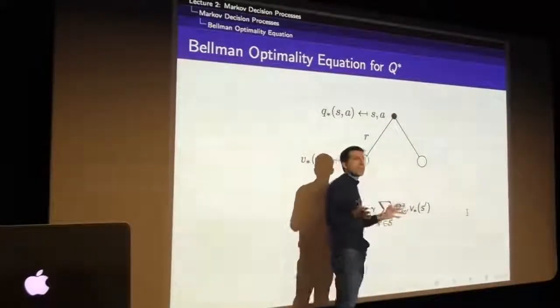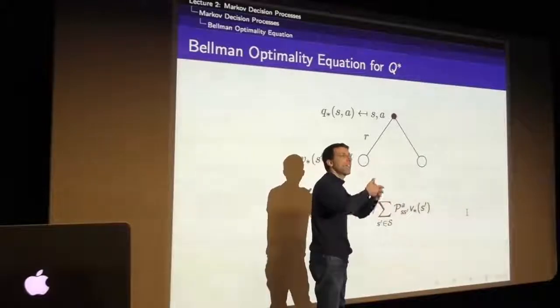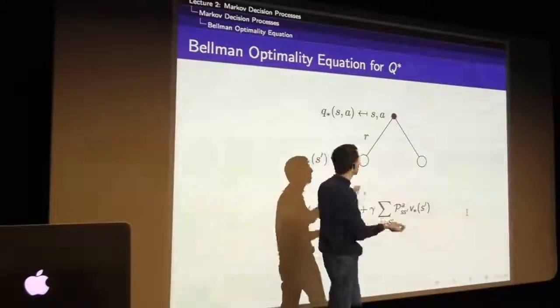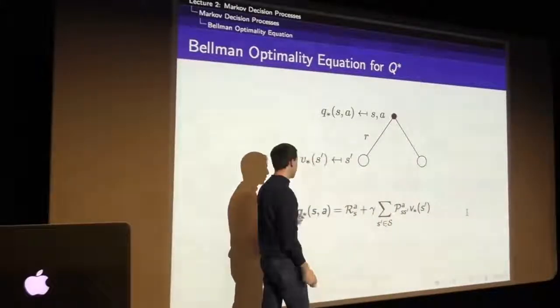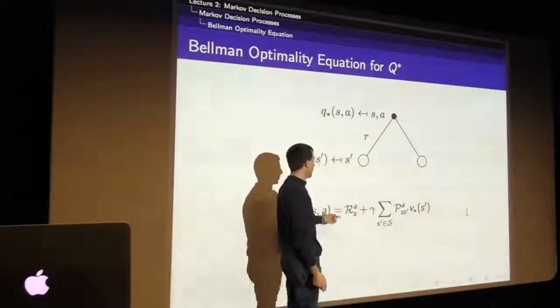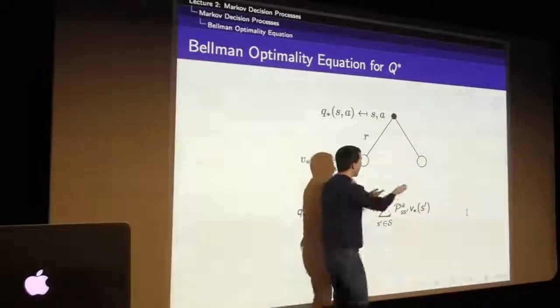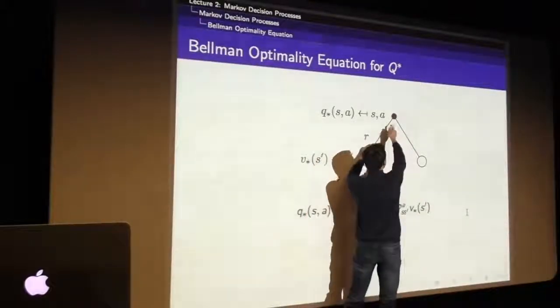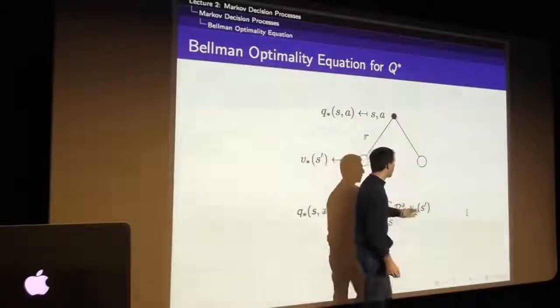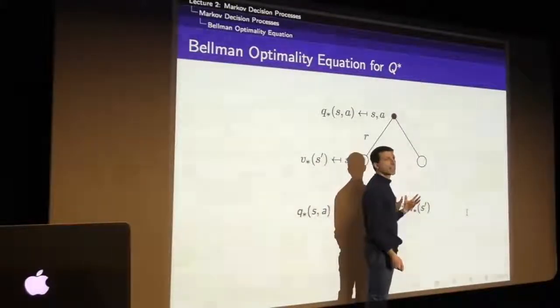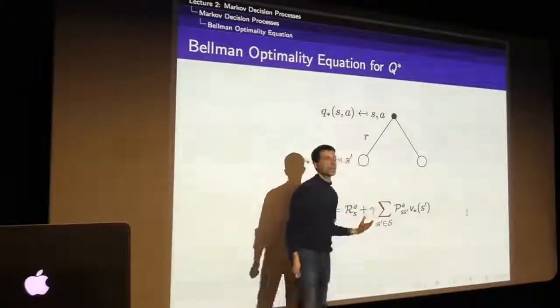There's no max here. We don't get to pick where the wind blows us. We have to average over all the things the environment might do to us, and that tells us how good our action is. So the optimal action value is just the immediate reward plus the average over all the probabilities that the wind might blow us left, the probability the wind might blow us right, multiplied by the optimal value of being in that state. Okay?